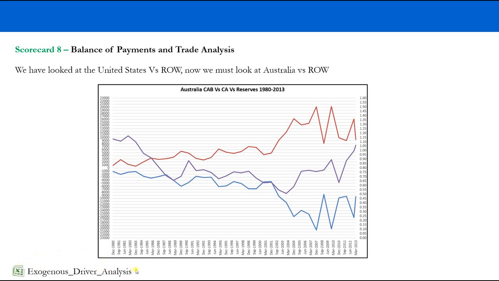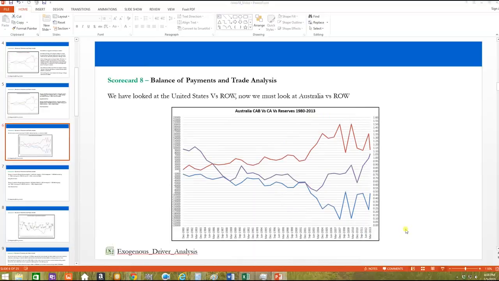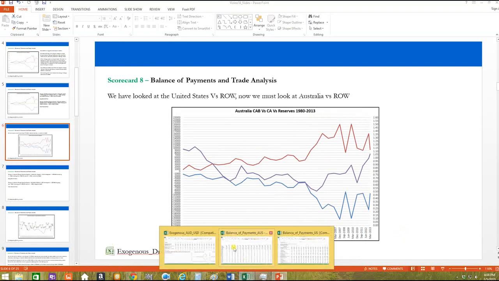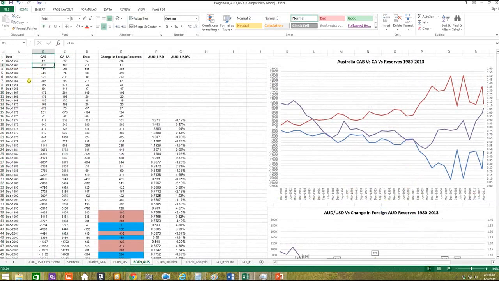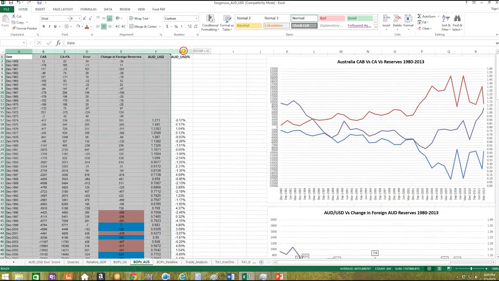And all of the data, the trade data for Australia, is available in the spreadsheet. So let's go over to the spreadsheet now. If you go into the exogenous spreadsheet and you click out of balance of payments US and click into balance of payments Australia, you'll see that we have a whole bunch of data here.